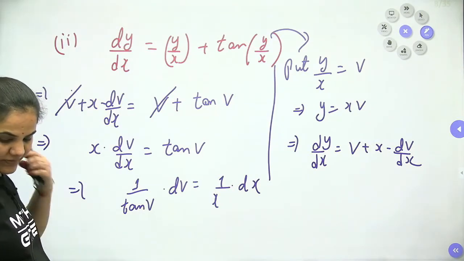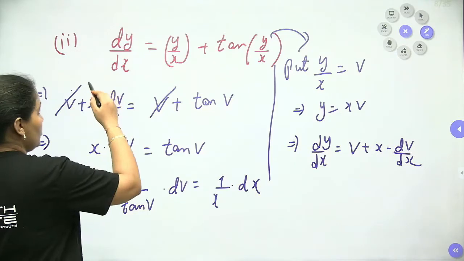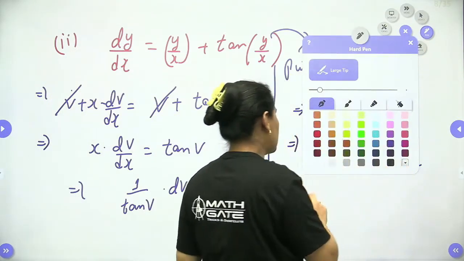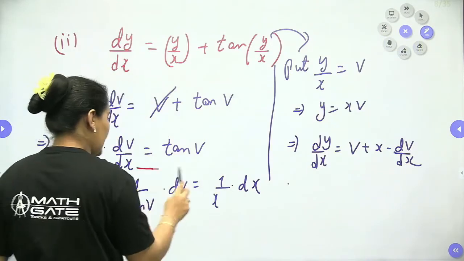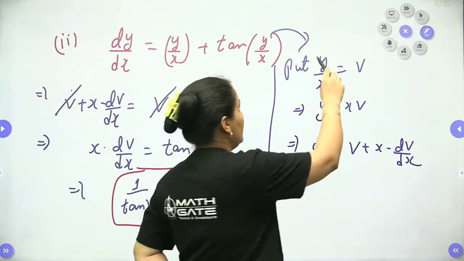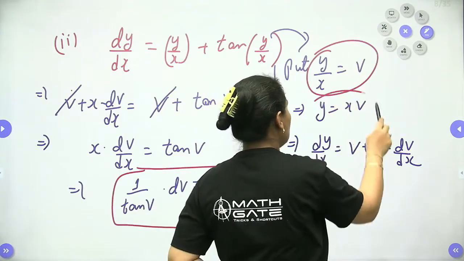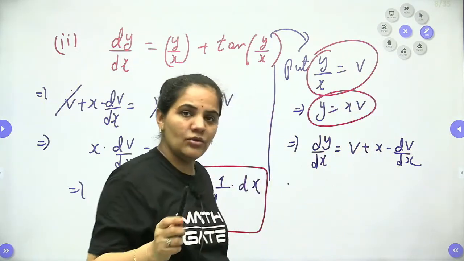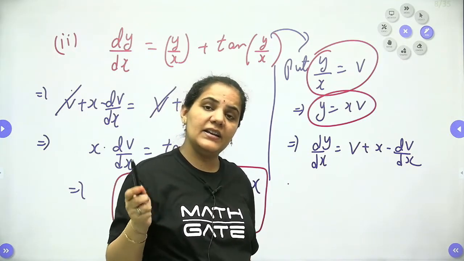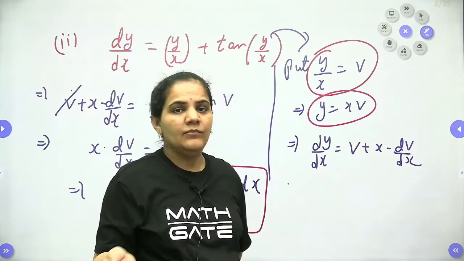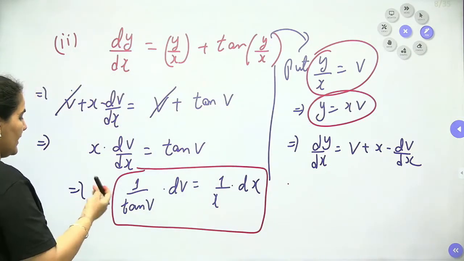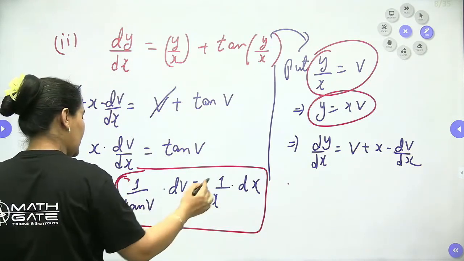So what we have to apply is integration. Let me change the color. We have to integrate both the sides, right? As I already told you, whenever you substitute y by x is equal to v, or y is equal to vx, you will get the complete equation in the form of x and v. Earlier it was in the form of x and y. Now your equation is in the form of x and v only. Now let's approach with the variable separation, means we have to integrate both the sides.